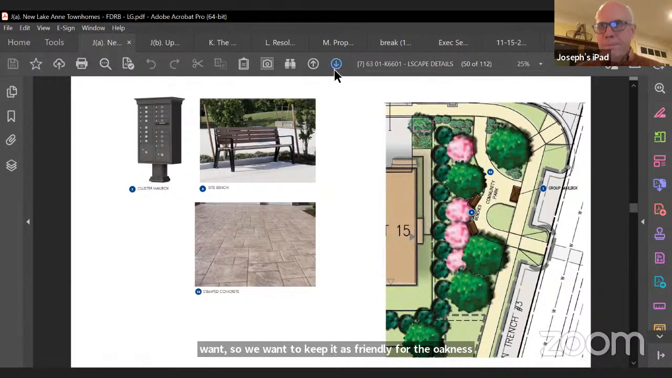This is that area that's up where the gang mailbox is, one of the gang mailboxes, and the bench and the stamped concrete too as well.